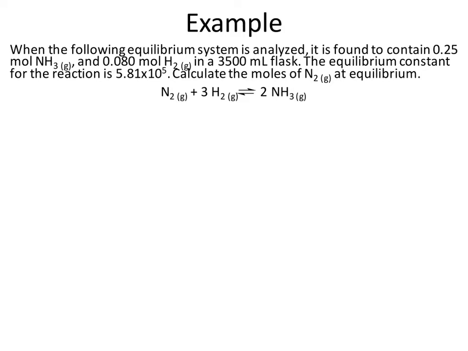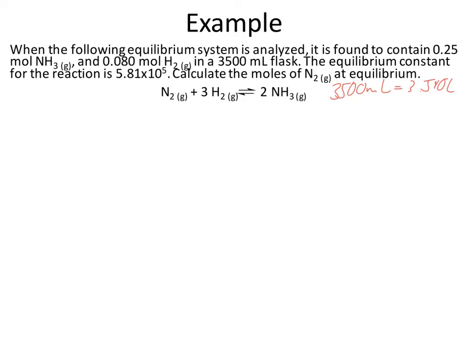Okay, so in this case, they're actually giving us our equilibrium constant over here. They're giving moles here and moles here, but no concentration. Now remember, we can use our volume to figure out our concentration. Just remember that 3,500 milliliters is going to be equal to 3.500 liters. We can use that to figure out our concentration. So let's do that first.